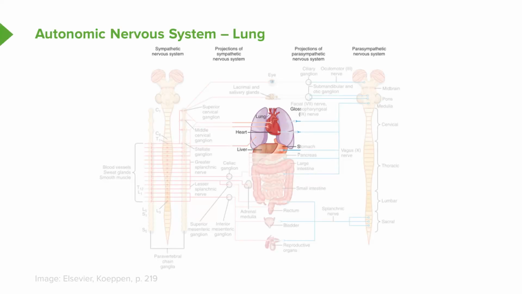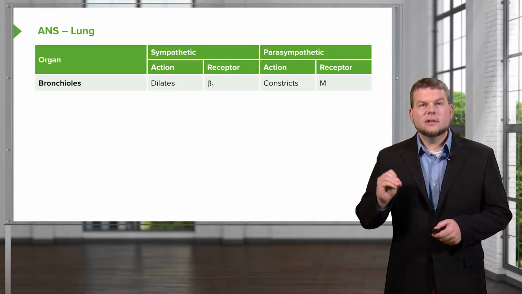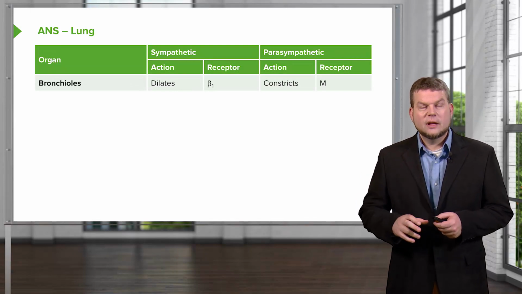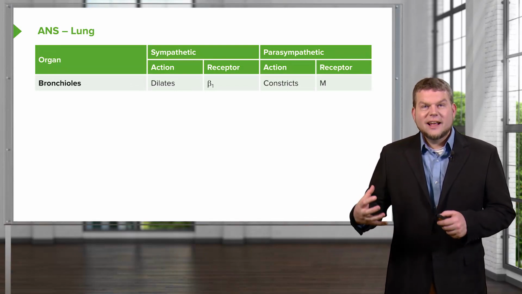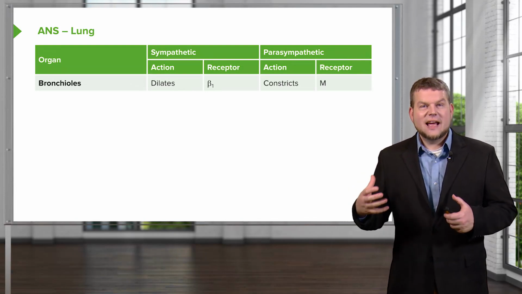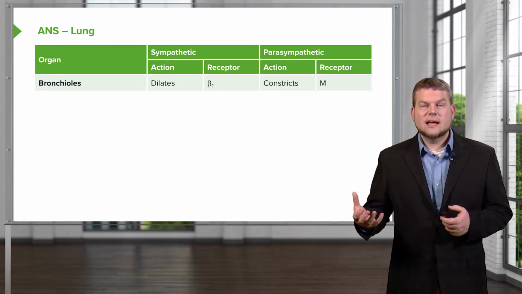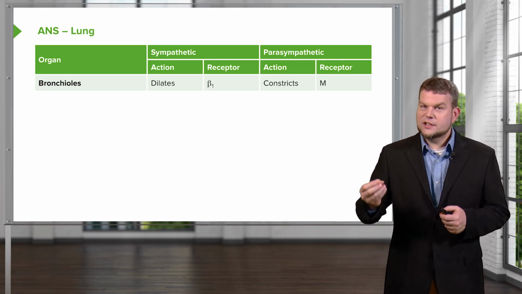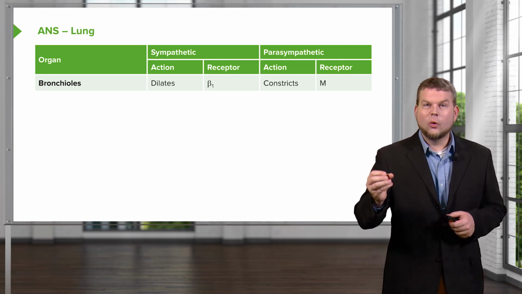The autonomic nervous system and the lung. So what changes happen with the lung in regards to the sympathetic and parasympathetic nervous system? The main component with the lung are the bronchioles. If you dilate a bronchiole, what you'll get is an increase in the diameter. And if you have an increase in diameter, you'll have a reduction in the resistance and therefore more flow.